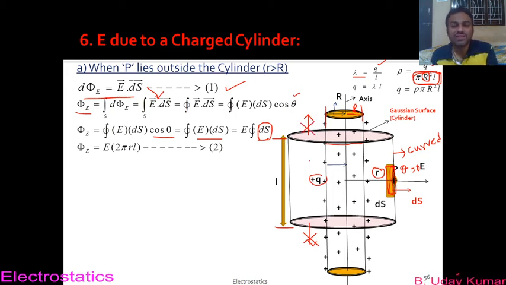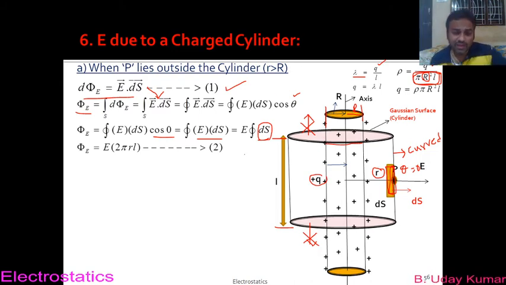I am explaining it from the diagram itself. Even mathematically I can do it, because at these points the angle between E and ds will be 90 degrees, but I don't want you to get confused. So just remember that whatever flux is coming out of this Gaussian cylinder is from the curved surface only, not from the upper surface and lower surface, and hence I am not considering the upper and lower surfaces.